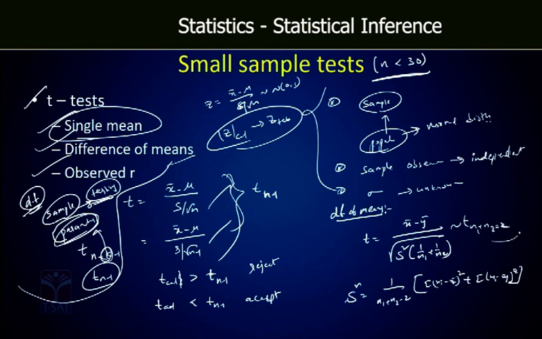We get the table values from the t table. If this t calculated is greater than the t table value with n1 plus n2 minus 2 degrees of freedom, then we will reject, otherwise we will accept.